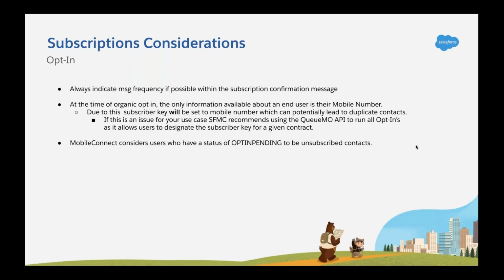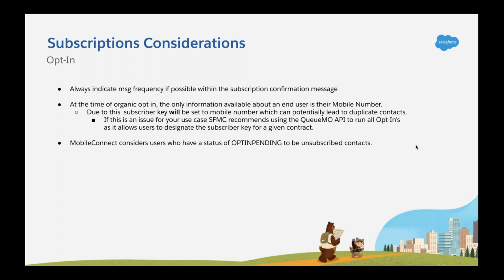So some subscription considerations that you do need to know about. This is super important, but always indicate message frequency as part of that opt-in response message. The carriers typically like to see this as part of any sort of CAF process. But even if you are sitting in a market that doesn't require a CAF form submission, this is still something that's more or less expected by your end users, right?